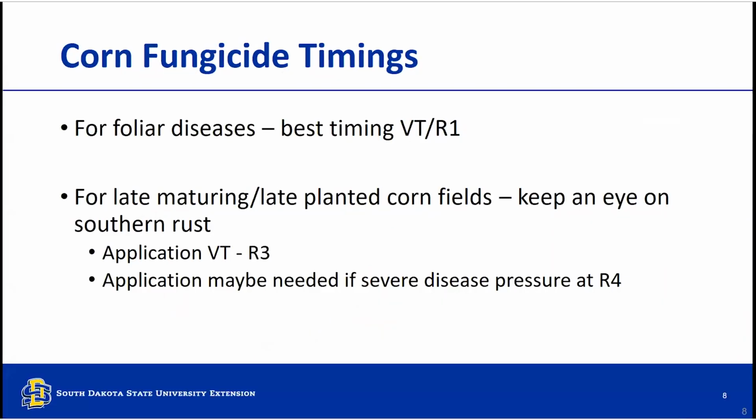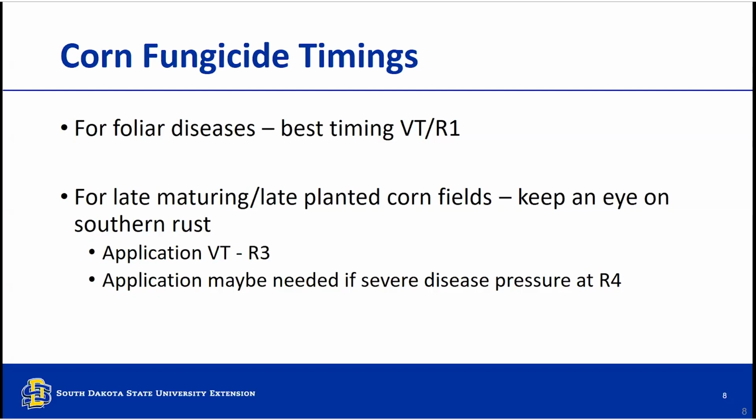Anyhow, switching gears, the best time to apply a fungicide in corn is ideally at tasseling, starting at tassel to R1, the beginning of our reproductive phases. That is for all of our fungal diseases, but we're starting to see a couple of diseases in the last few years here in South Dakota. Last year was a pretty big epidemic of southern rust.